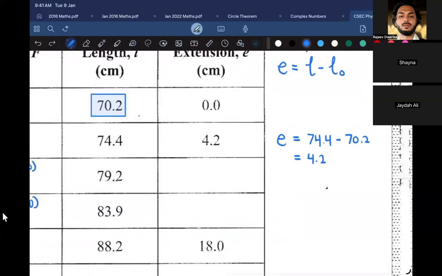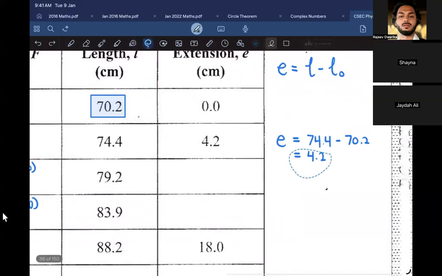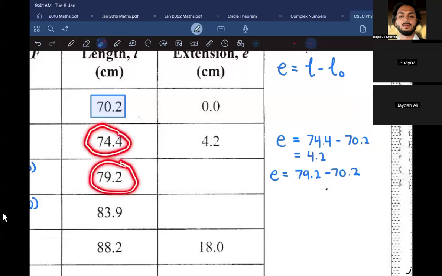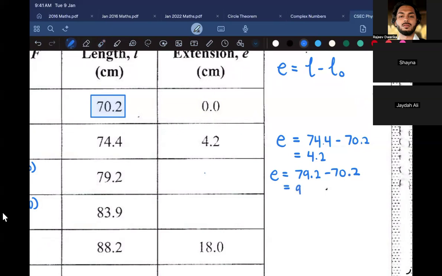Now, could somebody tell me how I would find the extension for a length of 79.2? 79.2 subtract 70.2. Jada, were you tempted to say 79.2 minus 74.4? Be honest with me. A lot of students are usually tempted to do that. No, because 70.2 is the original length. Good. And 79.2 minus 70.2 is just 9, so that's going to be 9.0.